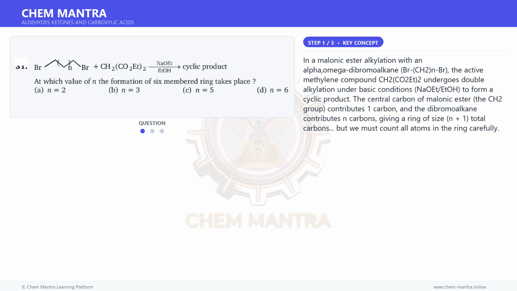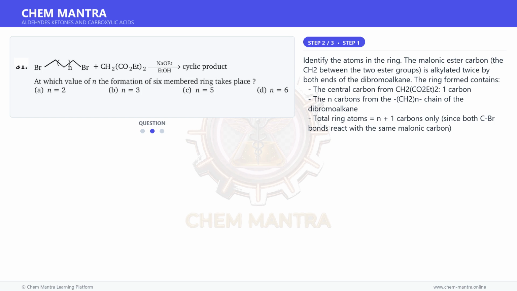In a malonic ester alkylation with an alpha, omega-dibromoalkane, BrCH2(CH2)nBr, the active methylene compound CH2(CO2Et)2 undergoes double alkylation under basic conditions, NaOH, to form a cyclic product. The central carbon of malonic ester, the CH2 group, contributes 1 carbon and the dibromoalkane contributes n carbons, giving a ring of size n+1 total carbons. But we must count all atoms in the ring carefully.